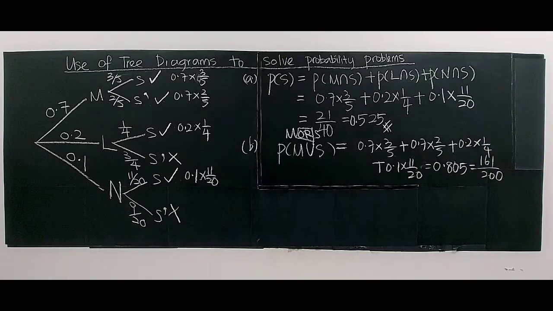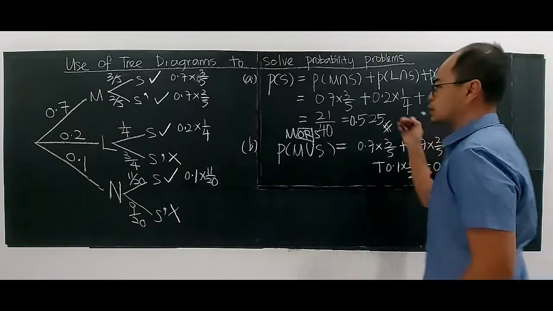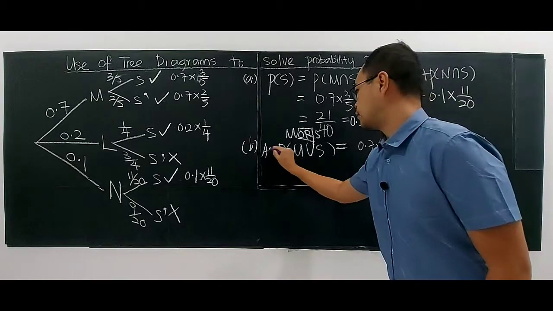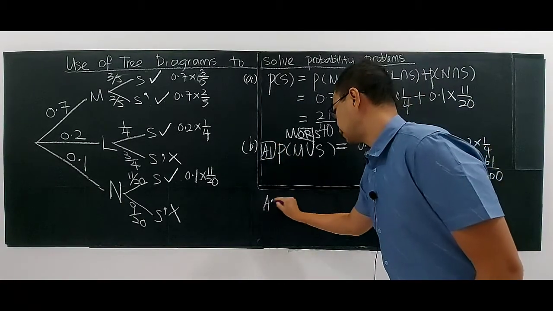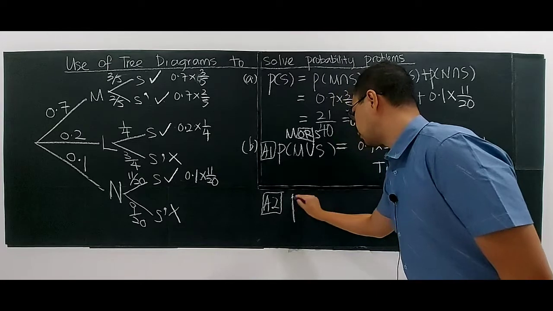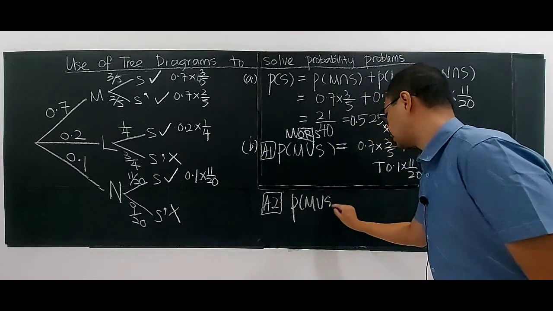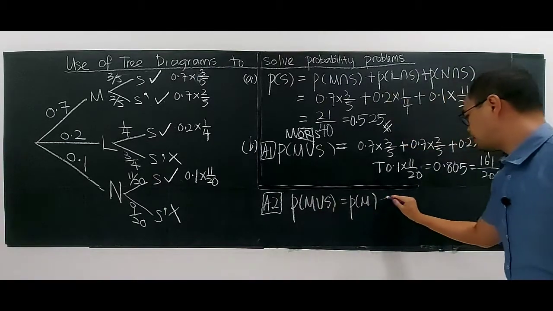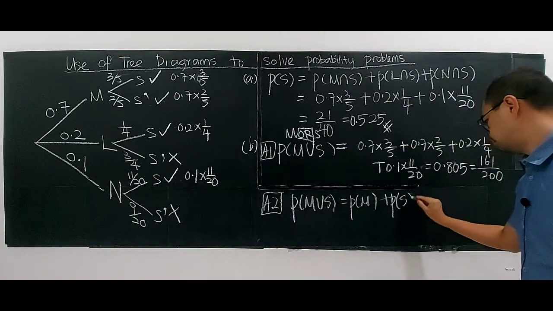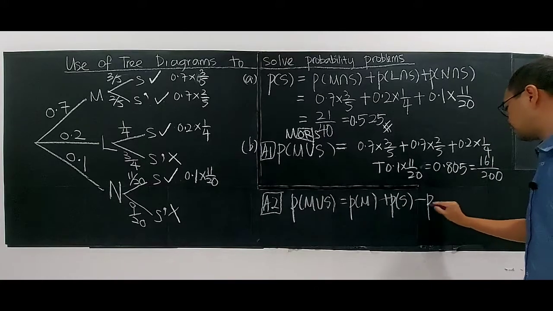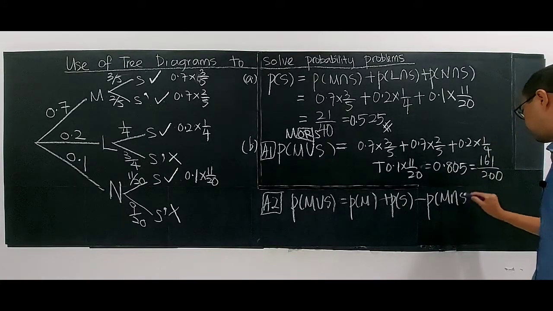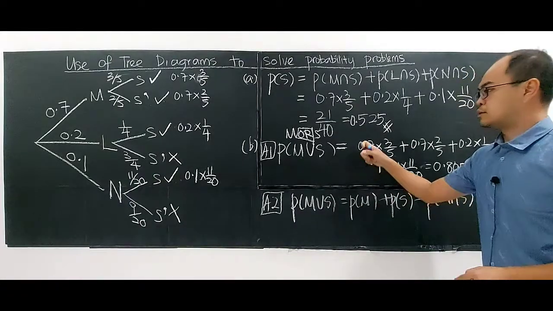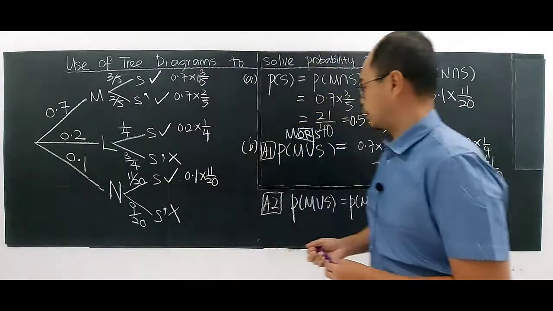By using the formula, right? This way, I directly use the tree diagram. This is alternative 1. Another way will be alternative 2, where we use the formula. The formula will be the probability of milk union sugar, A union B, equals probability of taking milk plus probability of taking sugar, minus probability of taking milk with sugar, right? This is using the formula, and the other is using the understanding of the tree diagram.